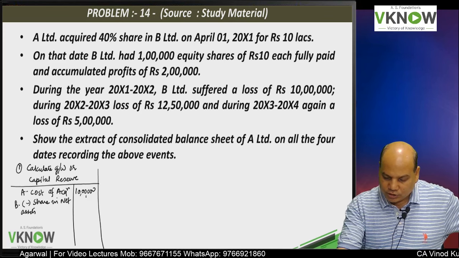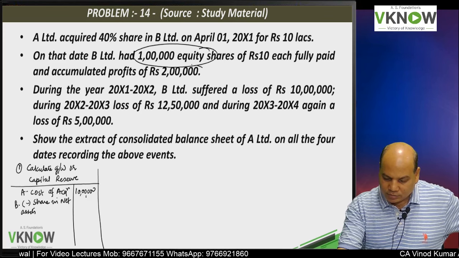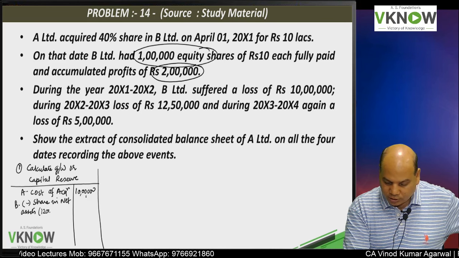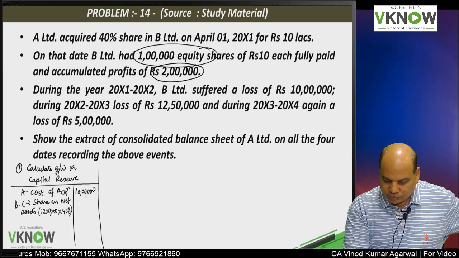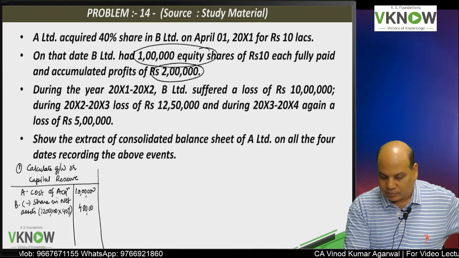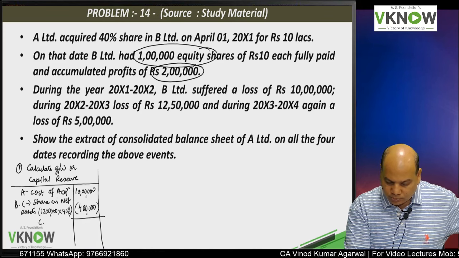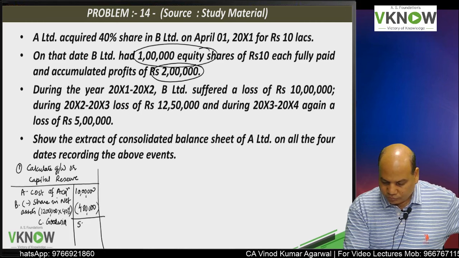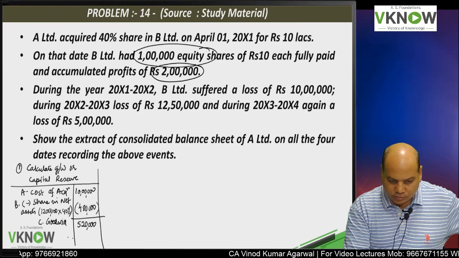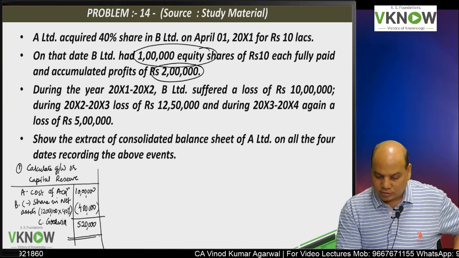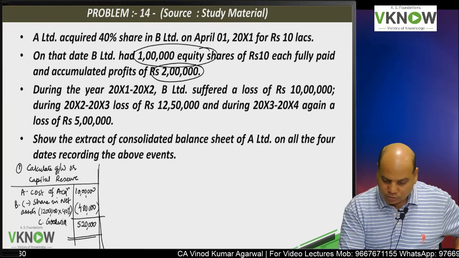So we have total share capital 10 lakh, profit 2 lakh, 12 lakh. So you will take 12 lakh into 40%, that is 4,80,000. So the goodwill comes to 5,20,000. Goodwill comes to 5,20,000. So this is my goodwill.